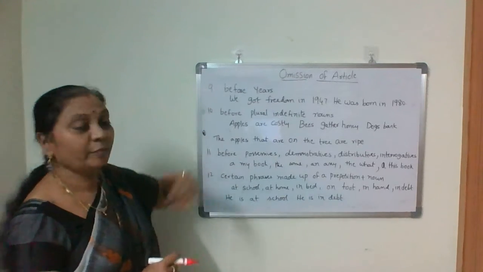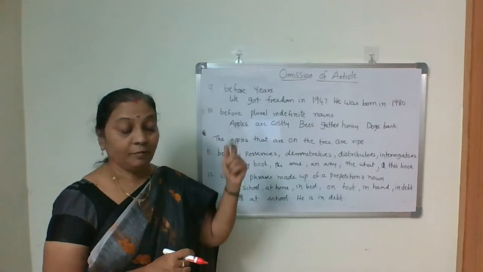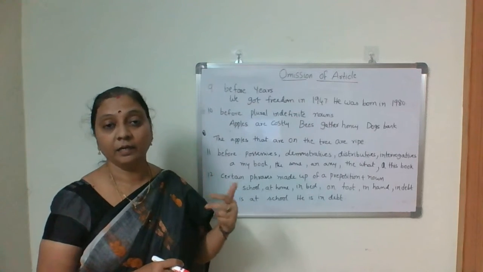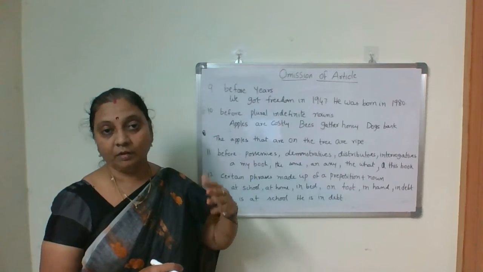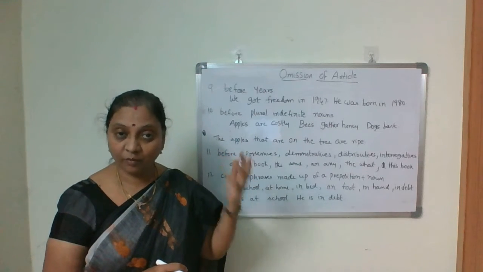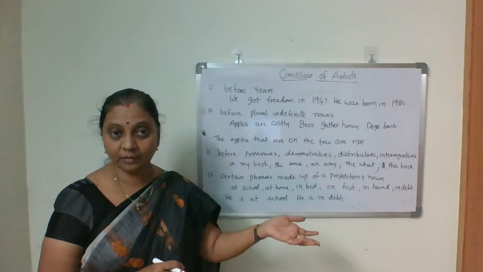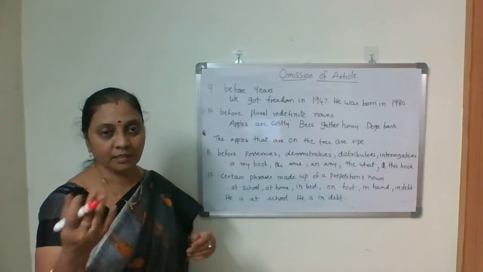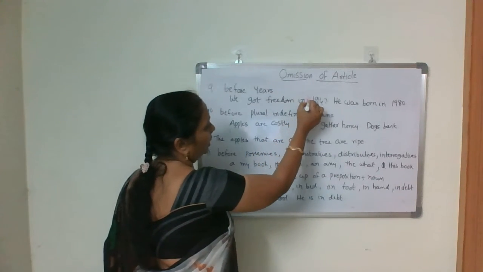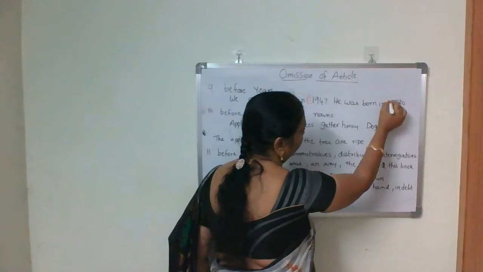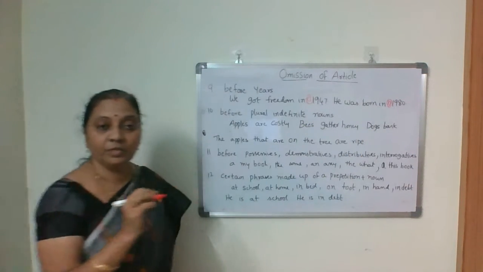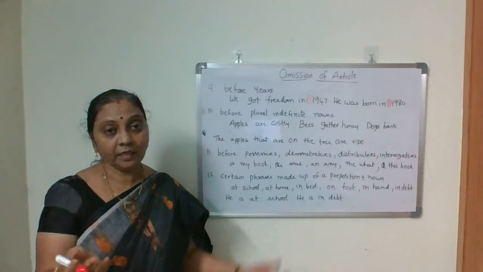So, next one, before years. We don't use any article before years. We got independence in 1947. We don't say in a 1947 or in the 1947, isn't it? So before years, no article is required. He was born in 1980. We don't say he was born in the 1980.